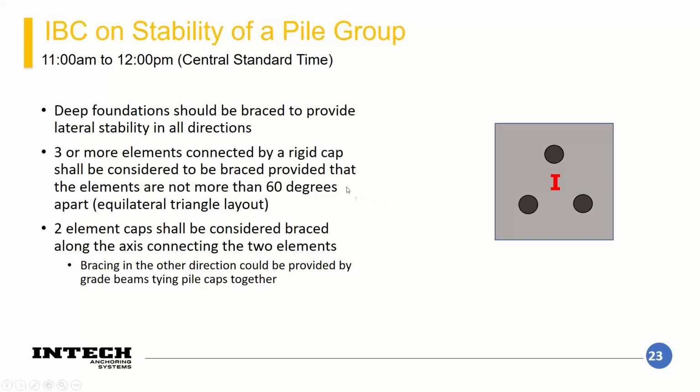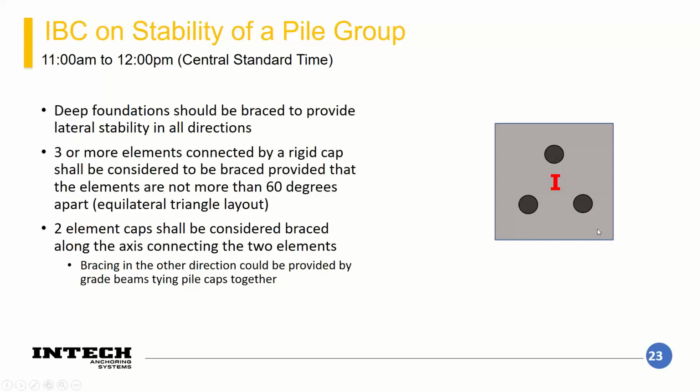So the International Building Code actually has a whole section on the stability of structures, and deep foundations should be braced to provide lateral stability in all directions. So, what does that mean in terms of how we need to design our pile caps? Well, basically, you need to have at least 3 elements per pile cap if you've got an isolated pile cap, and these elements cannot be more than 60 degrees apart.